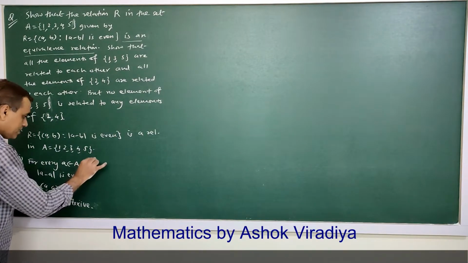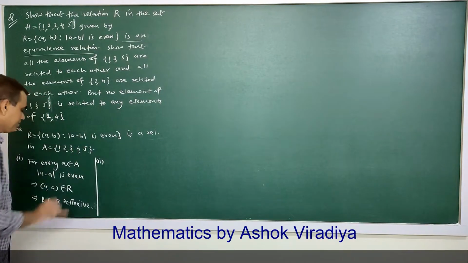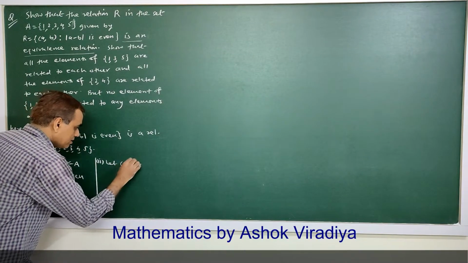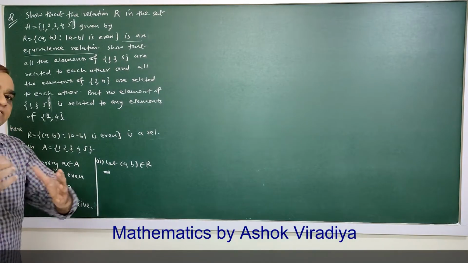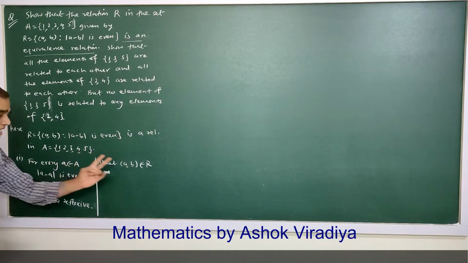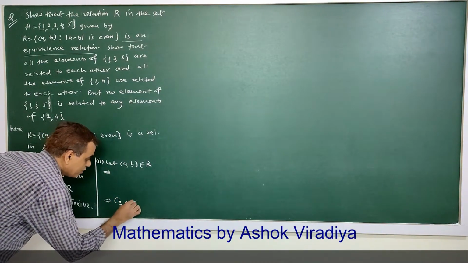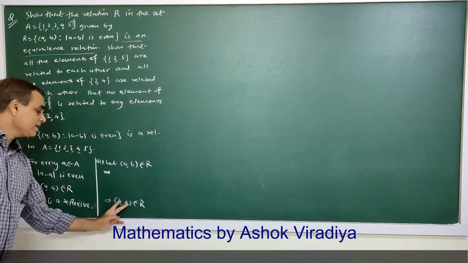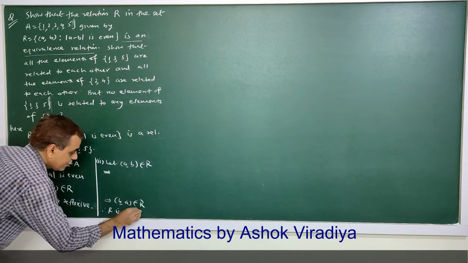Second property. Let (a, b) belong to R. We are going to check symmetricity. Is R symmetric? So beginning from (a, b) belonging to R, we are going to show that (b, a) belongs to R. For every (a, b) belonging to R, if (b, a) belongs to R, then we can say R is a symmetric relation.